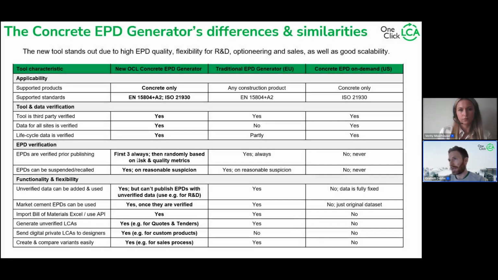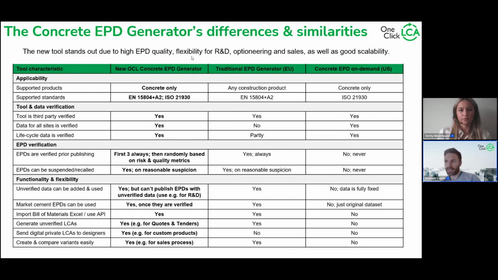There's maybe quite a lot of information on this slide, but we'll focus on the Concrete EPD Generator in, let's call it, the second column. So what does it basically support? Just concrete. At the moment, it's used for ready-mix concrete only. It supports the standards EN 15804 and ISO as well, as mentioned. The data is all third-party verified, and lifecycle data is verified as well. So that's what makes it an end-to-end fully verified tool.